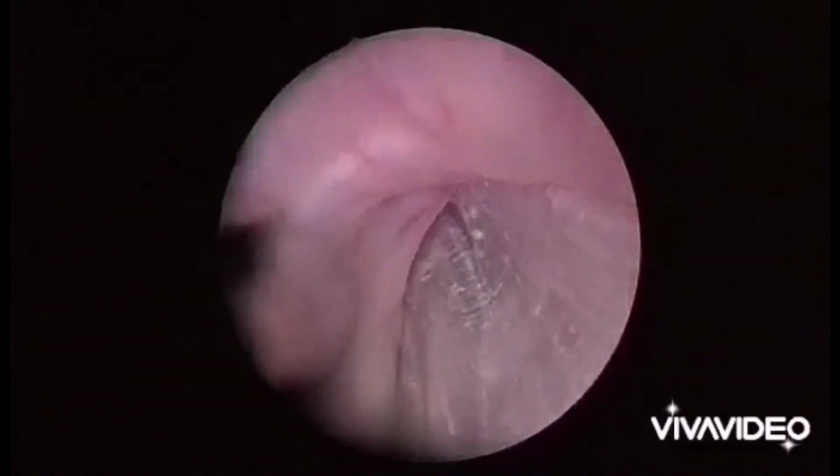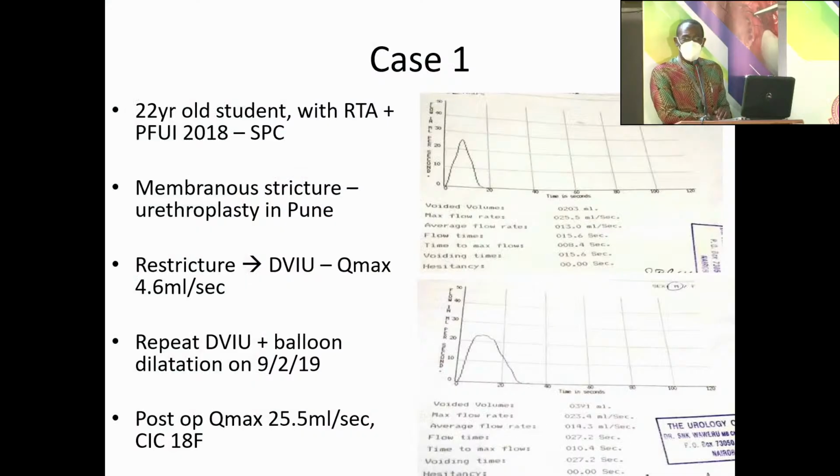I have two cases to present. Case number one is a case we managed with Willis Otele. There was a son to a consultant pediatrician, who got a pelvic fracture urethral injury. In 2018, we placed an SPC. And being a doctor's kid, we discussed what to do, and we found it fit to send him to the best. So we sent him to Pune, and he had anastomotic urethroplasty and came back, couldn't pass urine well.